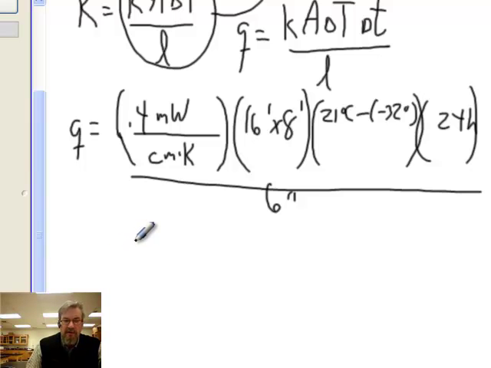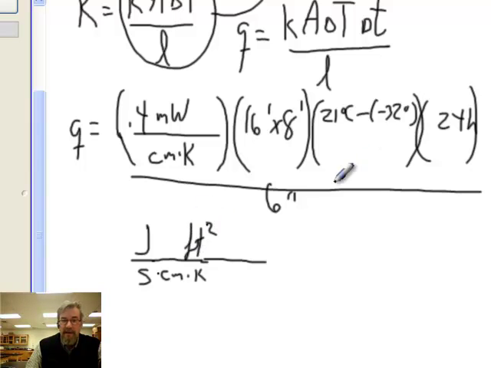Milliwatts is thousandths of joules per second. So let's just use joules per second and deal with the 10 to the minus third part later. So this is joules per second, that's watts. And then we have down here centimeters, and then kelvins. And then we're multiplying by square feet in the top, and then times degrees Celsius, and then times hours. And then in the bottom we've got inches. What would have to change for these units to work out right?